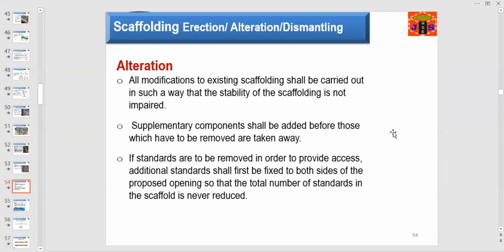While in alteration, all modifications to existing scaffolding shall be carried out in such a way that the stability of the scaffolding is not impaired. Supplementary components shall be added before those which have to be removed are taken away. If standards are to be removed in order to provide access, additional standards shall first be fixed on both sides of the proposed opening so that the total number of standards in the scaffold is never reduced.